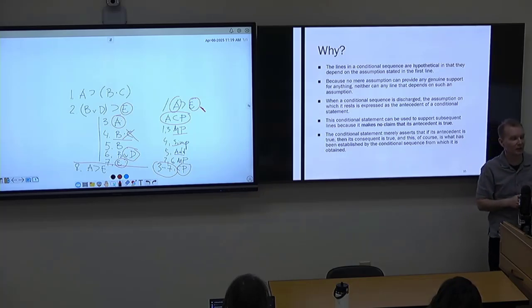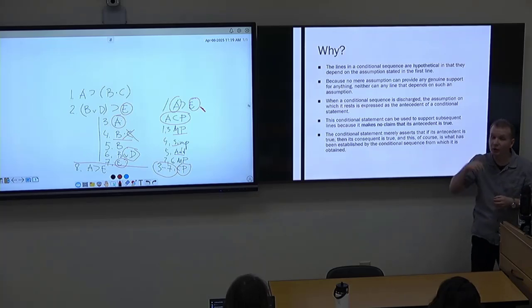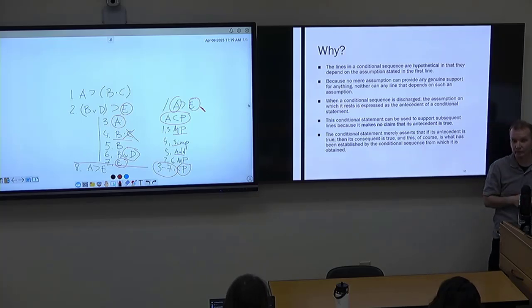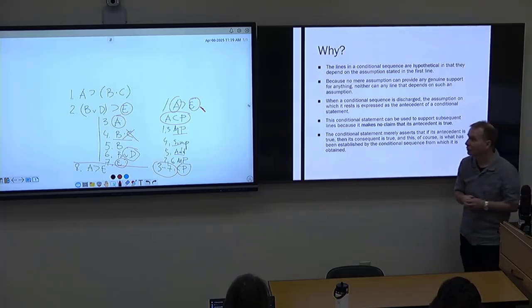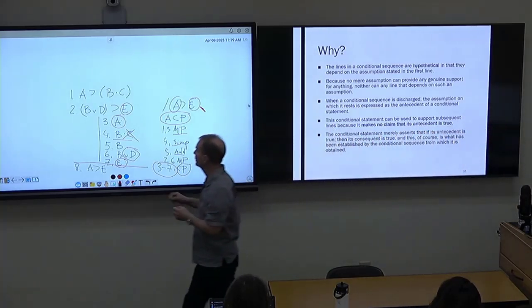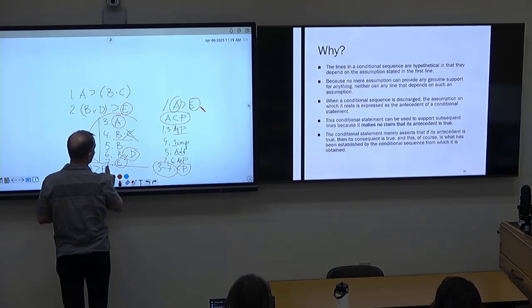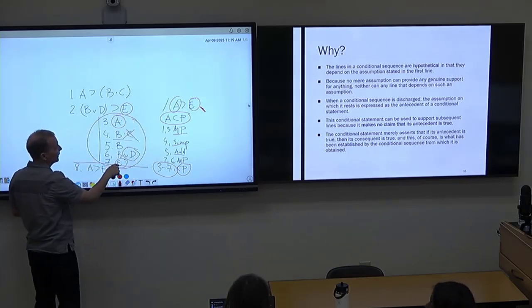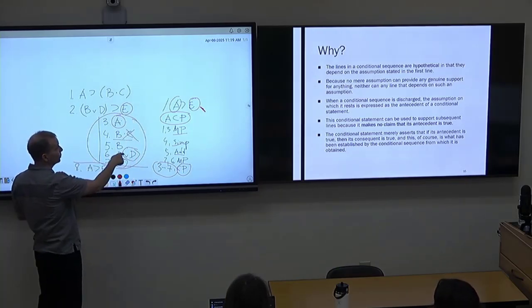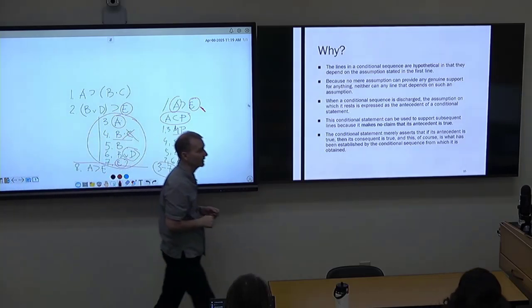When a conditional sequence is discharged, the assumption on which it rests is expressed as the antecedent of the conditional statement. The conditional statement can be used to support subsequent lines because it makes no claim that its antecedent is true. It just says if it was true, it would lead to where we needed to go. So within here, we assume the antecedent is true, and we discovered that it does indeed, in that case, lead to our consequence.